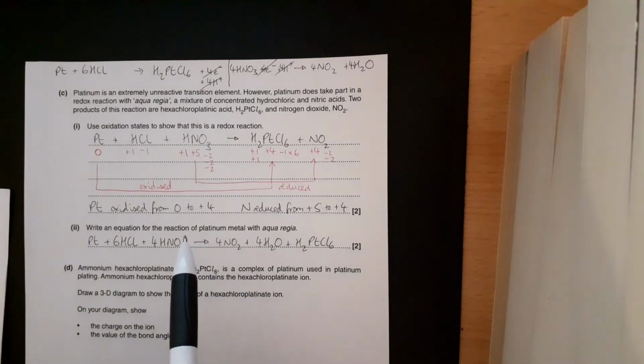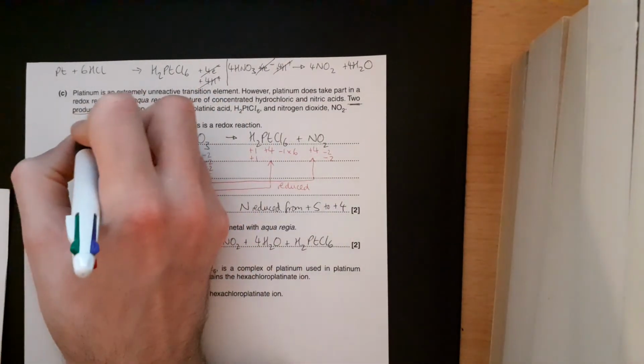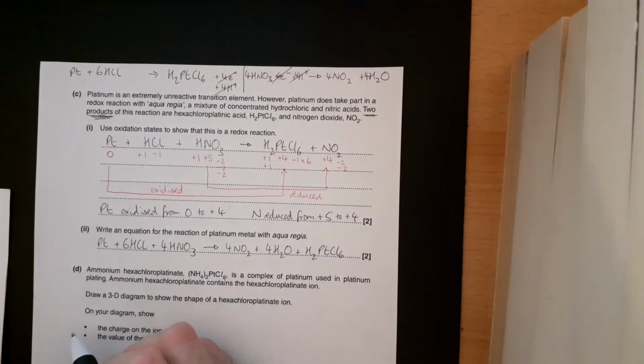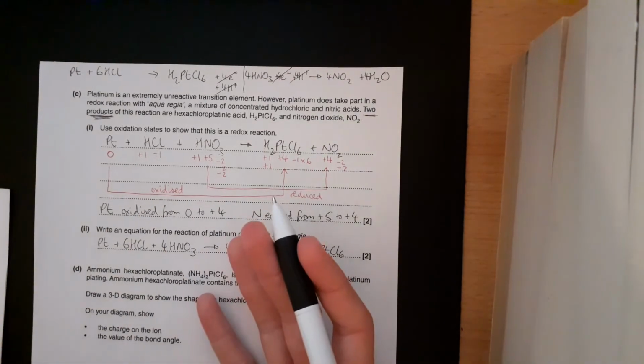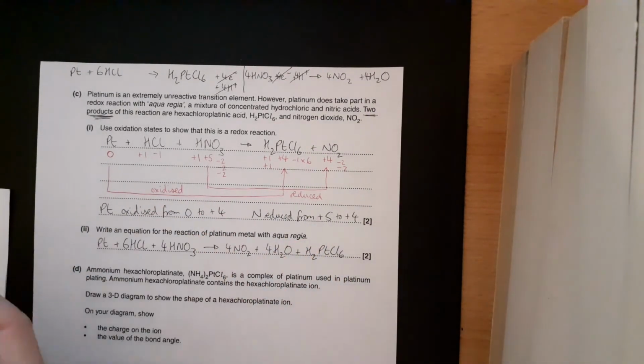Okay. Now, we could have been clever about this because it did give us a sneaky little hint in the question if you're looking for it. Because it does say 2 products of this reaction. Right? Not the products are this, 2 products. Which suggests that there's at least 1 other product, right? Otherwise, they would have just said the products, right?